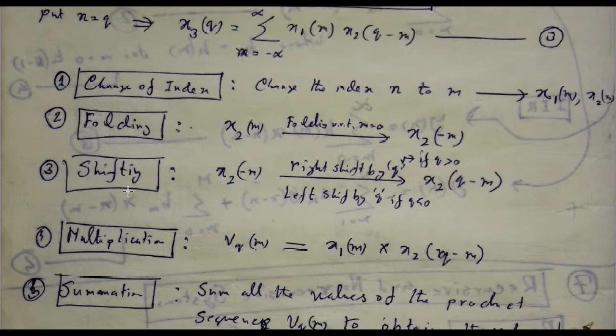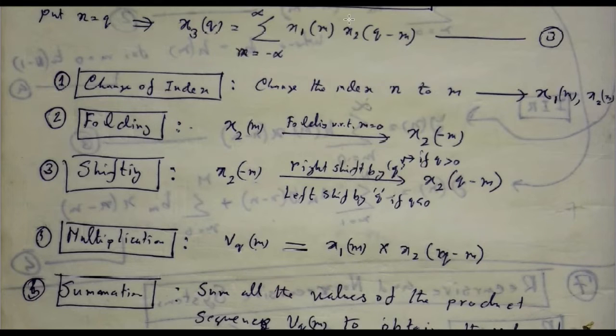The next step is the shifting step. Now the folded signal has to be shifted by q amount. You have to provide a right shift by q if q is greater than 0, and a left shift by q if q is less than 0. That means if q is positive, you provide a positive shift, and if q is negative, you provide a negative shift. So your shifted signal is x2[q minus m].